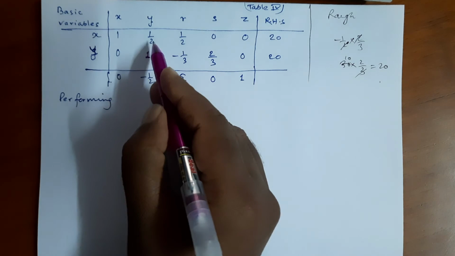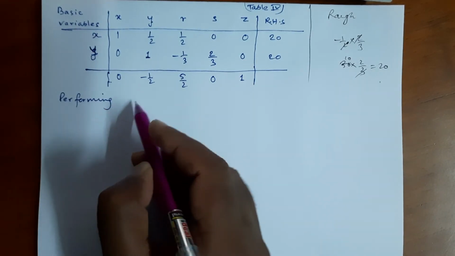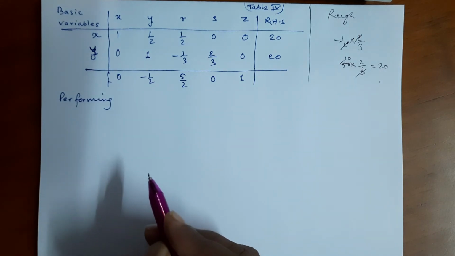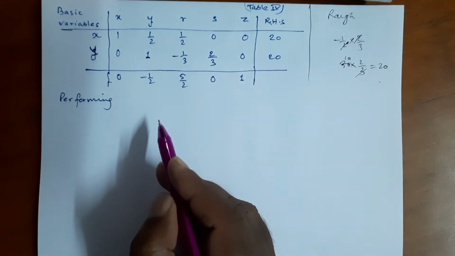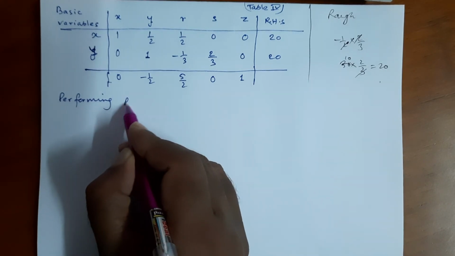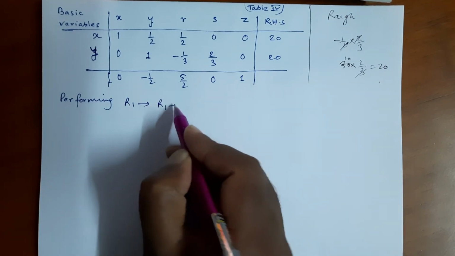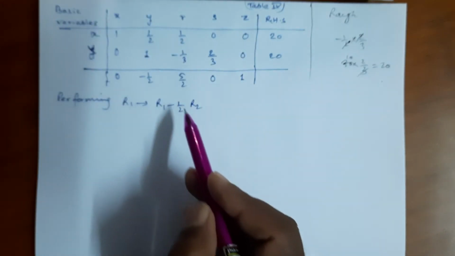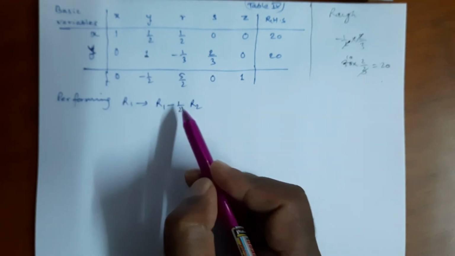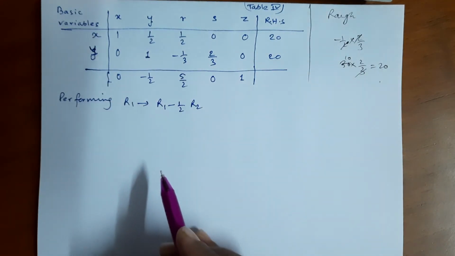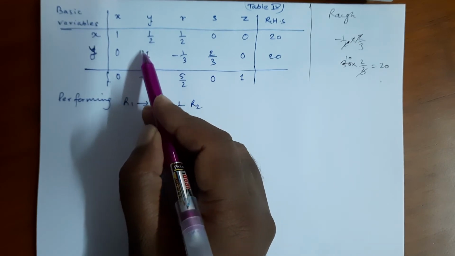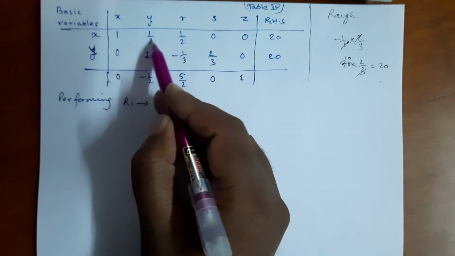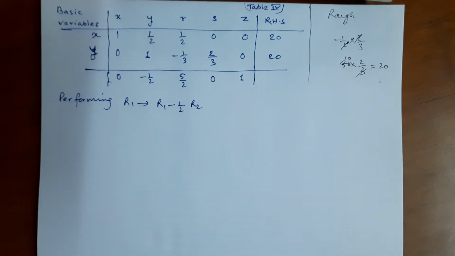Now performing this, to make this 0, in R1 we can do the operation R1 minus half of R2. To make this 0, half of R2 can be subtracted. Then this will be 0. As I have already told, except the pivot element, all elements in the column must be 0. So to make this 0, from this half we can subtract half of this.